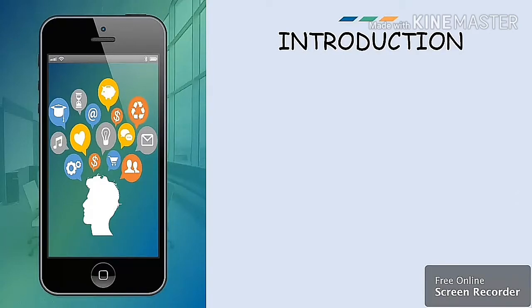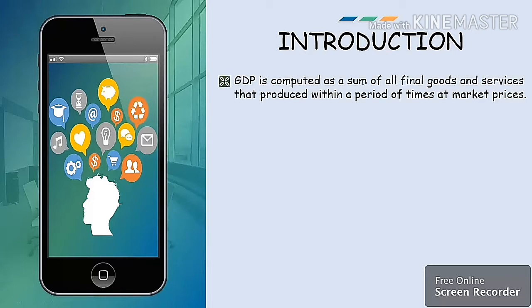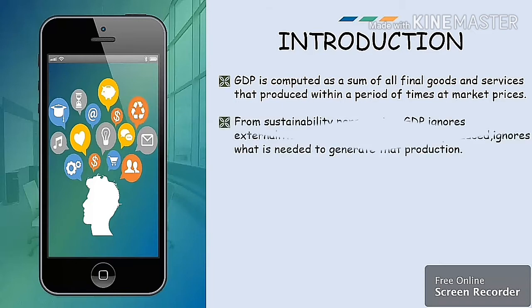For the introduction, economic growth basically refers to the real growth in gross domestic product, GDP. It is computed as the sum of all final goods and services produced within a period of time at market prices. It is measured by adding together a nation's personal consumption expenditure, government spending, net exports, and net capital formation. From a sustainability perspective, GDP ignores externalities and just measures what is produced, ignoring what is needed to generate that production.